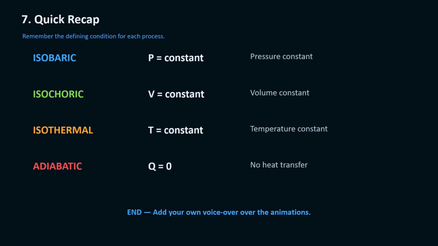So let's quickly recap. Isobaric equals constant pressure. Isochoric equals constant volume. Isothermal equals constant temperature. And adiabatic equals zero heat transfer. These four processes form an important foundation for understanding thermodynamics and its application in mechanical engineering.